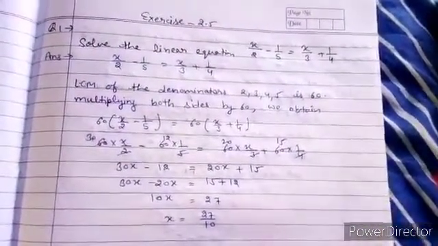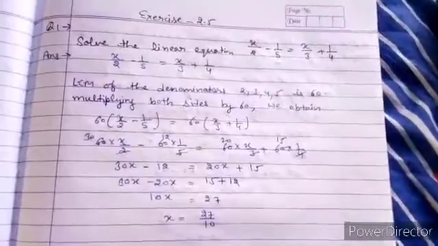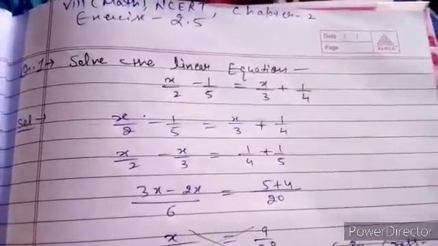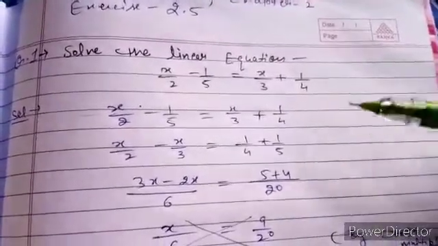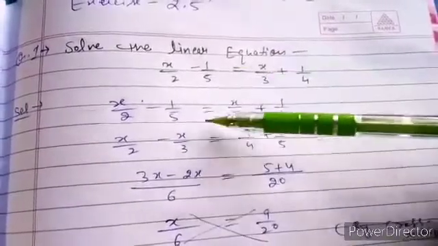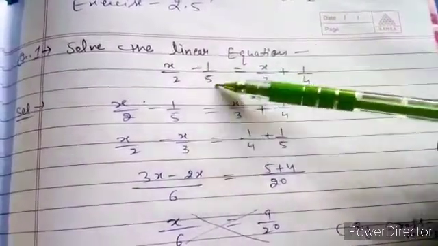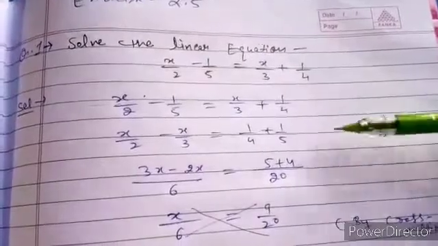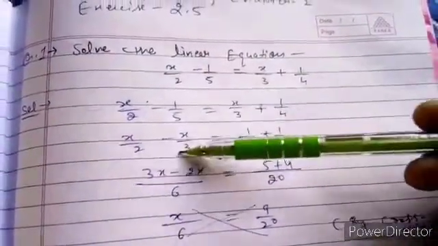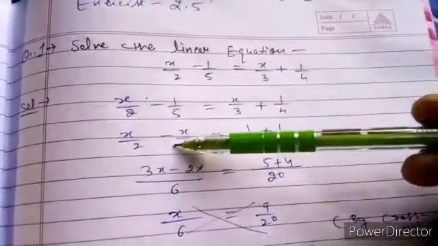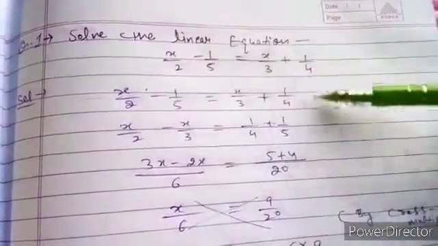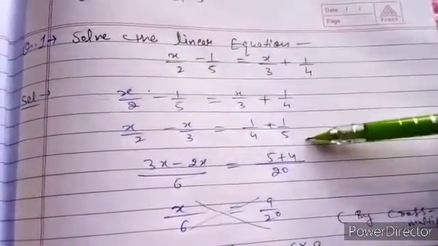Now let's see the second method of question 1. This is the linear equation we have to solve. To find the value of x, the x terms will be on the left hand side and the other numbers will be shifted to the right hand side. Now x by 2 and x by 3 will be shifted to the left hand side, and the sign will change: here plus will change to minus. Already on the right hand side 1 by 4 is there, and minus 1 by 5 will be shifted to the right hand side and become plus 1 by 5.